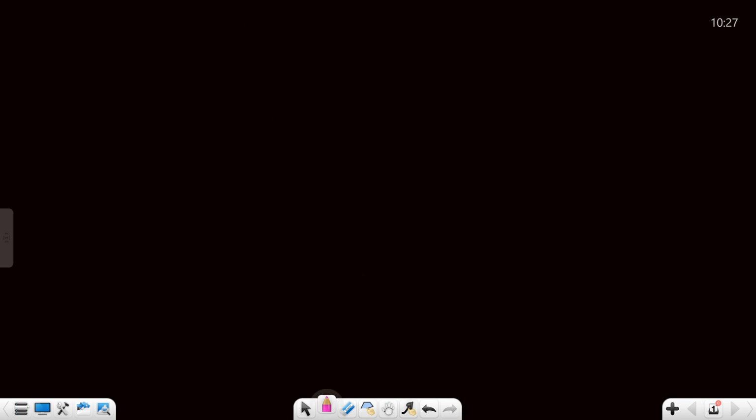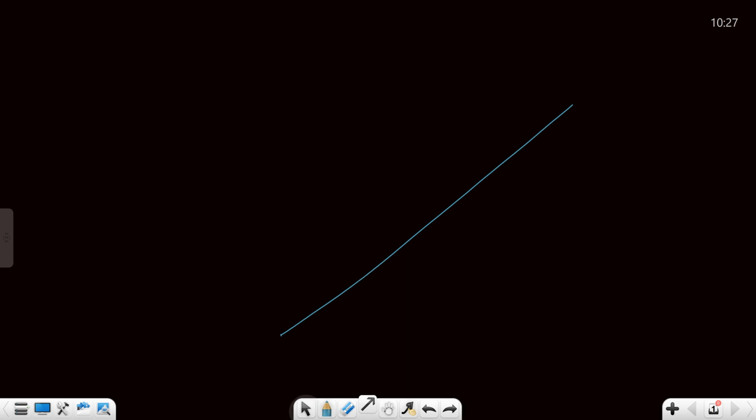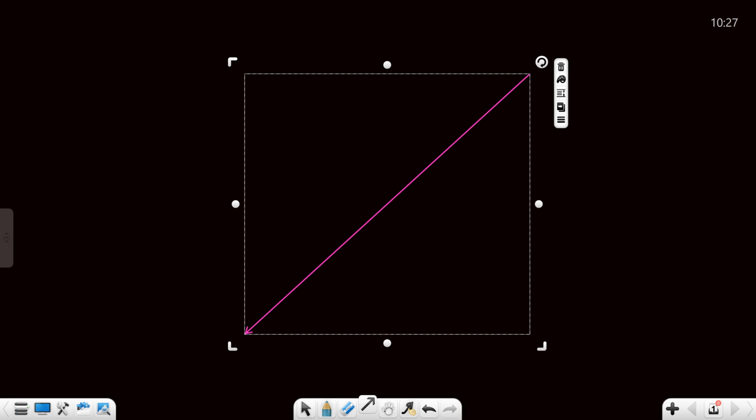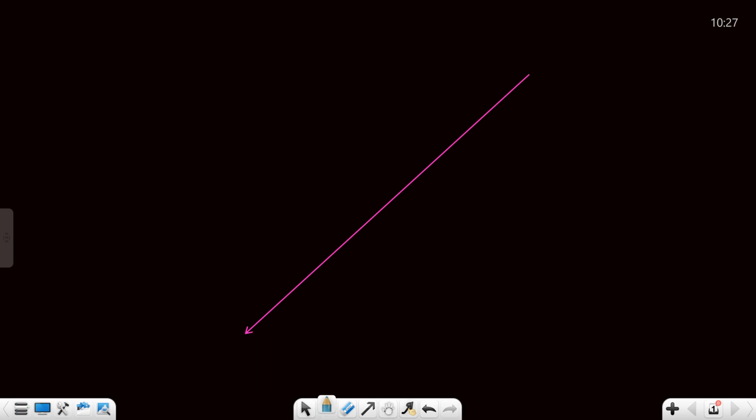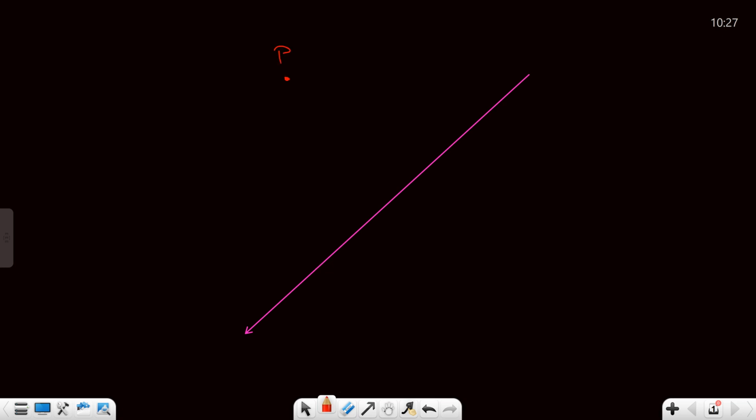Okay, let's go back to blue. You know what? That's a little sloppy. Let's go here, and we'll go with line. What the heck just happened? Okay, that's great. And Brandon wanted to be red, so we'll put him over here.